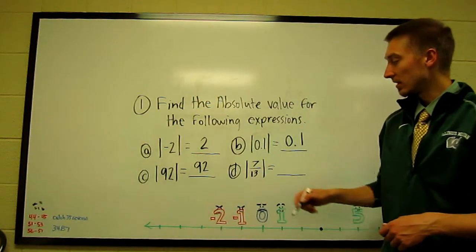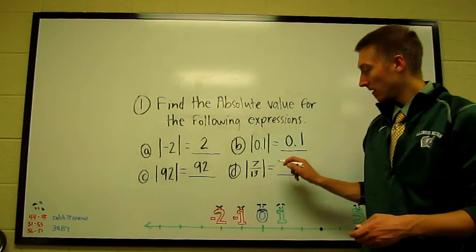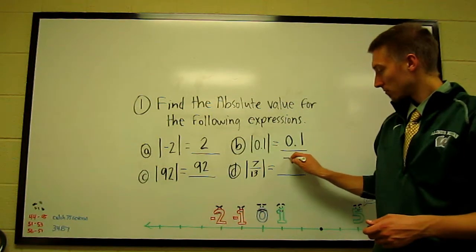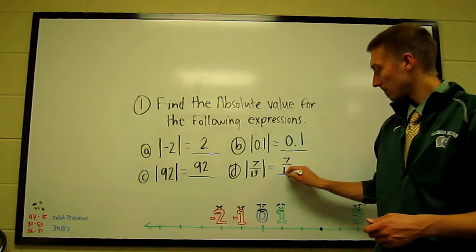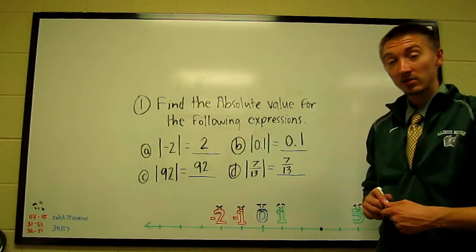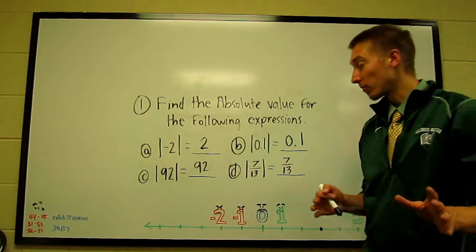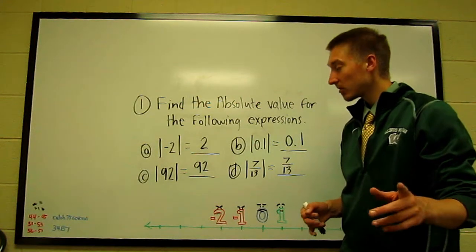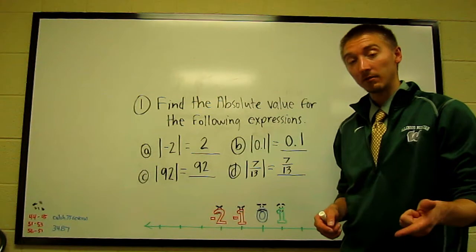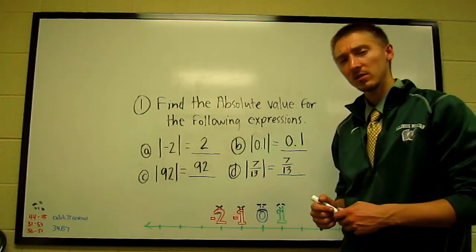And then for part D, the absolute value of 7/13, a fraction. That's just going to be 7/13. Okay? Because we're making the inside positive. And it was positive to begin with. So it's just itself. Now, I'm going to pause the video, and I'm going to let you guys try E and F. And then I'm going to show you guys the answer, and we'll see if you guys got it right.